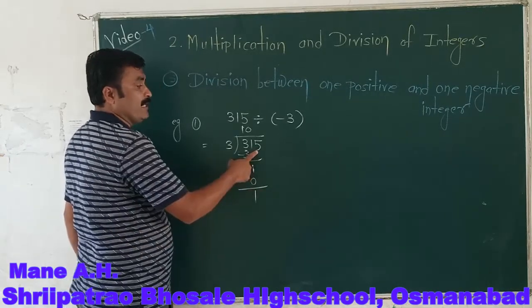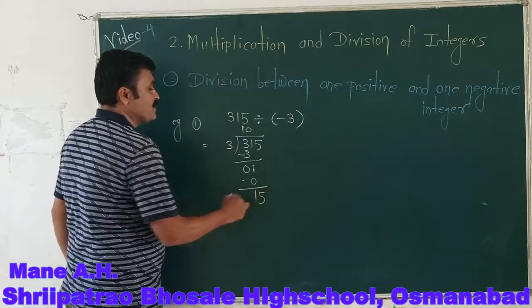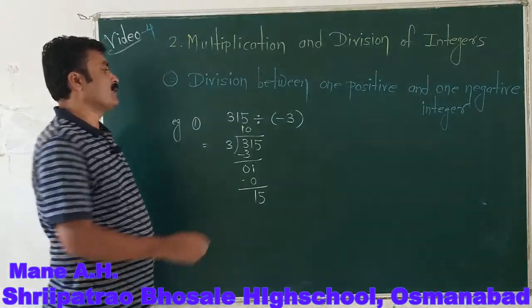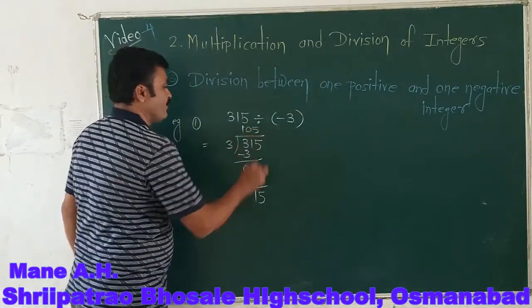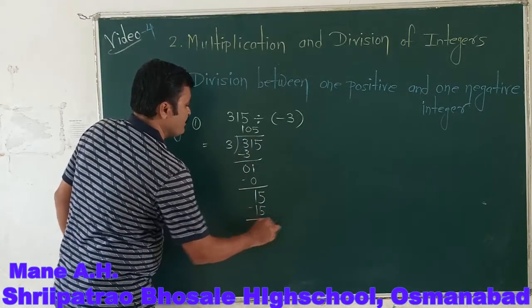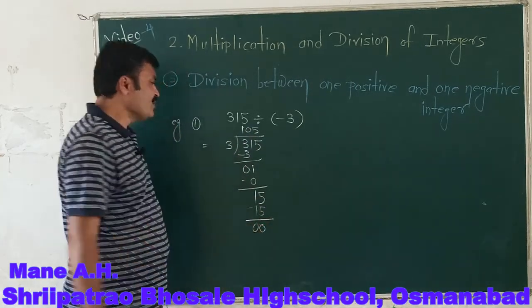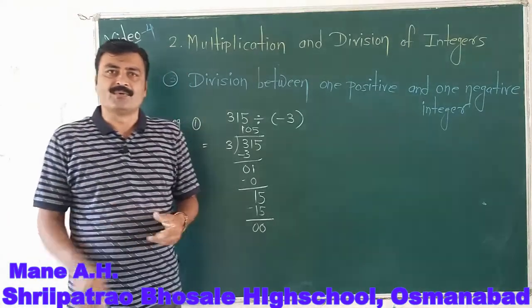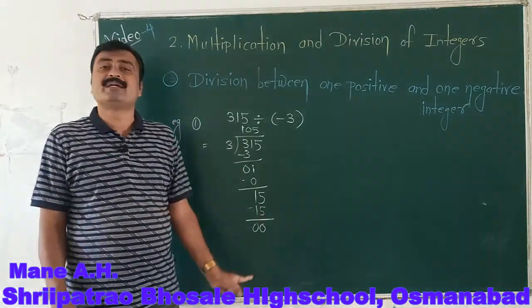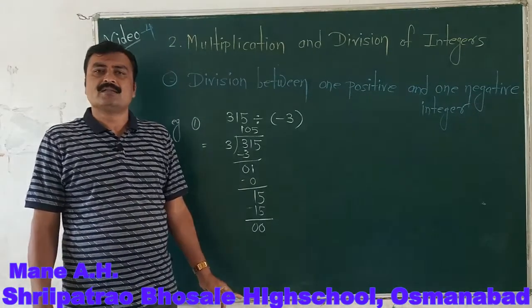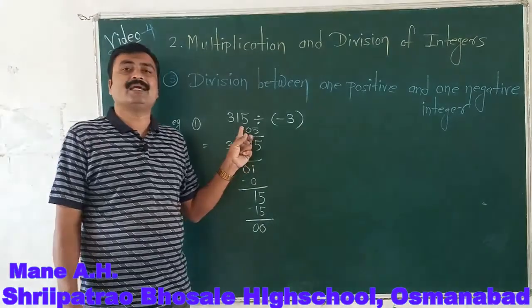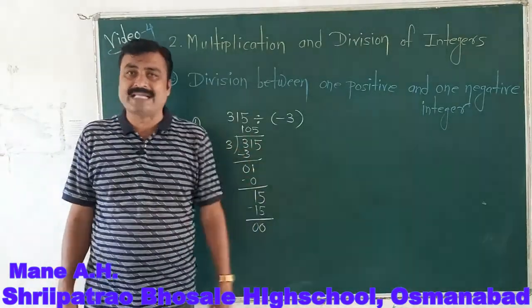Now we can take this 5 in front of this 1. We get the 2-digit number 15. 15 divided by 3, that is 3 fives are 15. So 15 minus 15 we get 0. So in this condition we get remainder 0. So we say this is a complete division. That means the quotient of this division that we obtain, we can include into the group of integers.